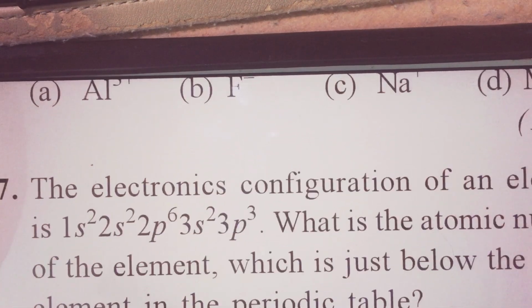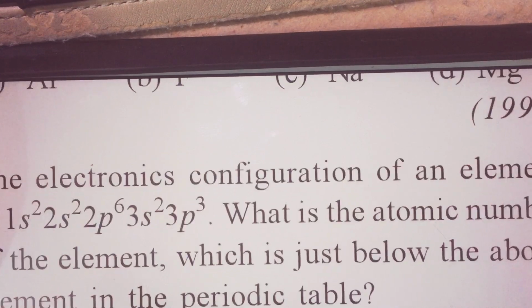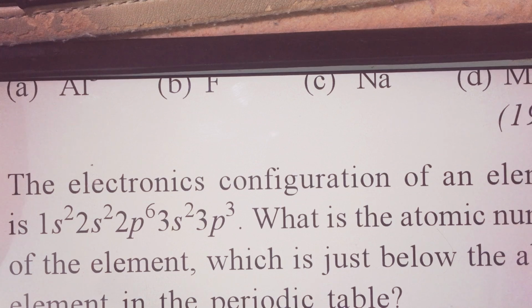Electron configuration of an element: 1s2 2s2 2p6 3s2 3p3. What is the atomic number of the element? Add all the electrons, that is the number of protons, because it is a neutral atom.